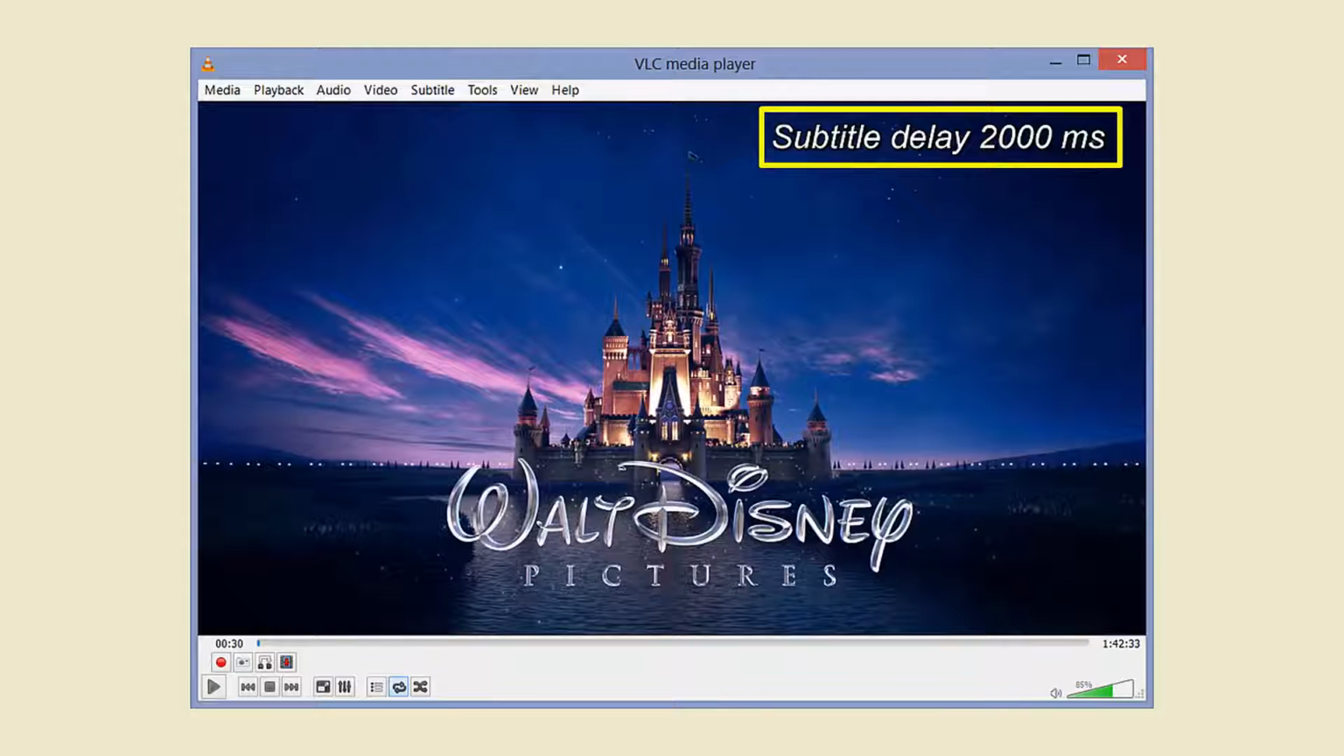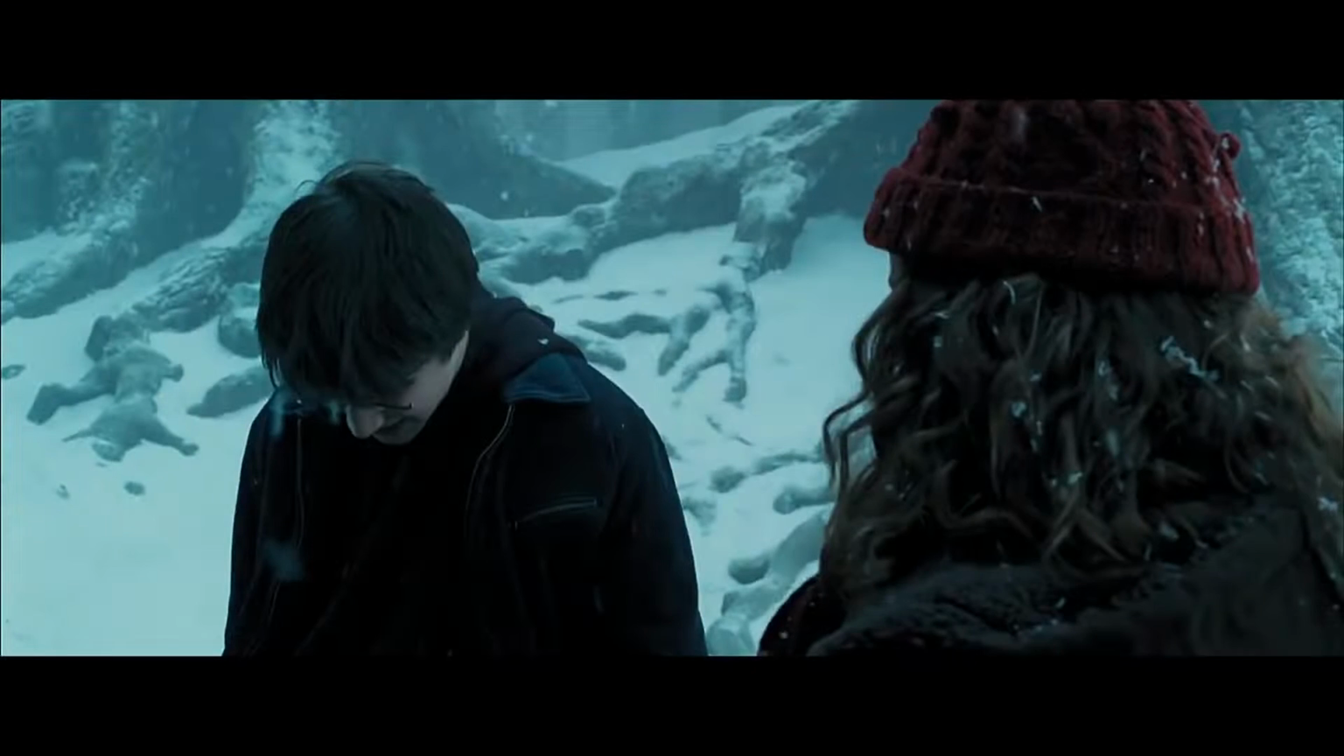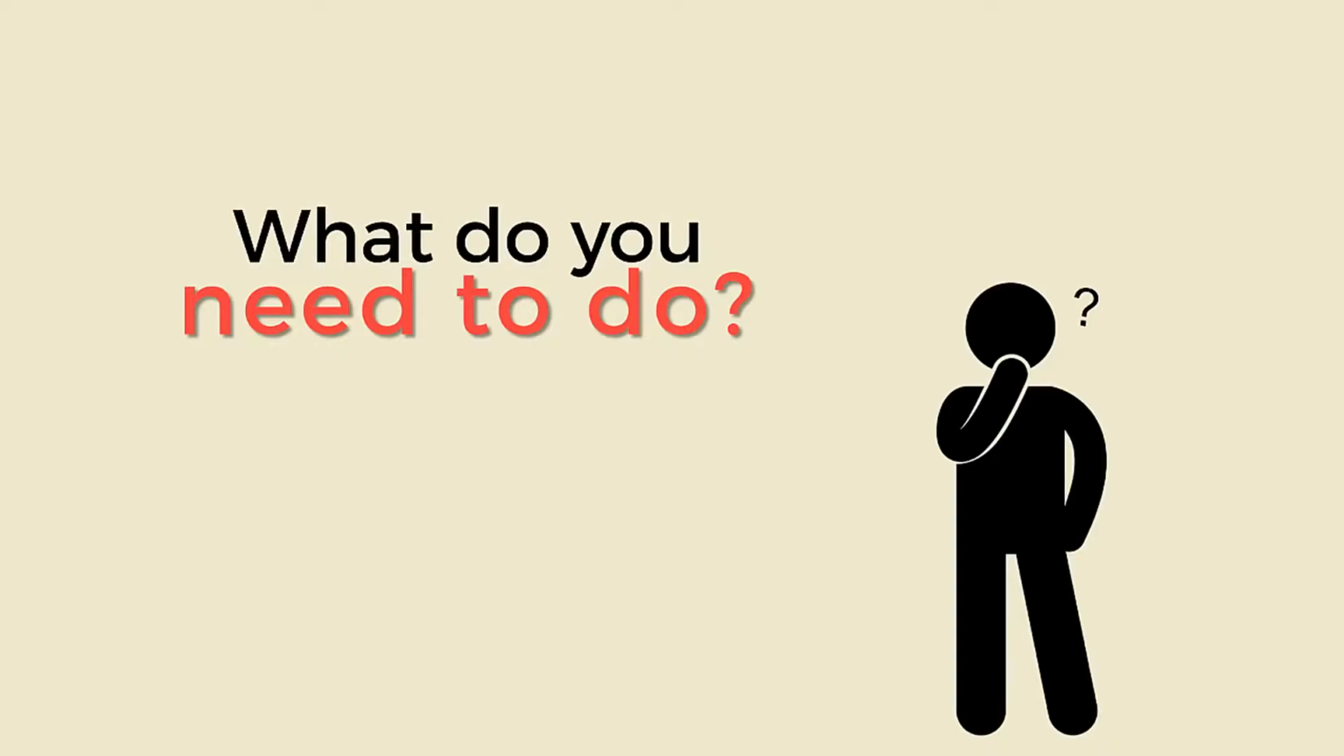Now, before you watch a movie, turn on the English subtitles and then delay the subtitles for about 2 seconds. This will make the subtitles appear 2 seconds later than usual. Let me show you a movie clip so that you know what it's like to watch a movie with delayed subtitles.